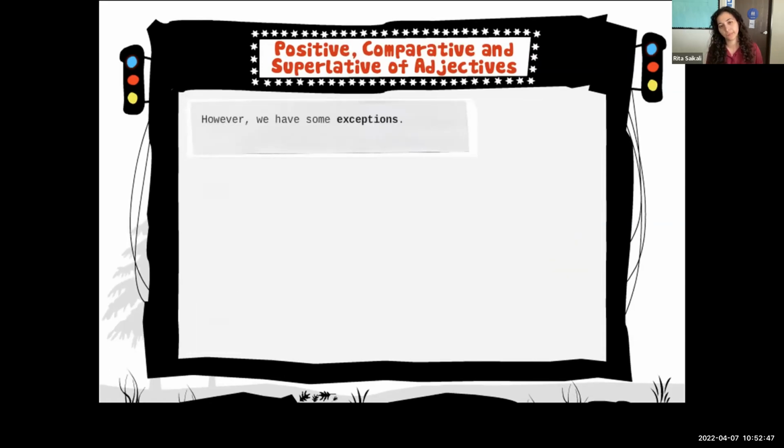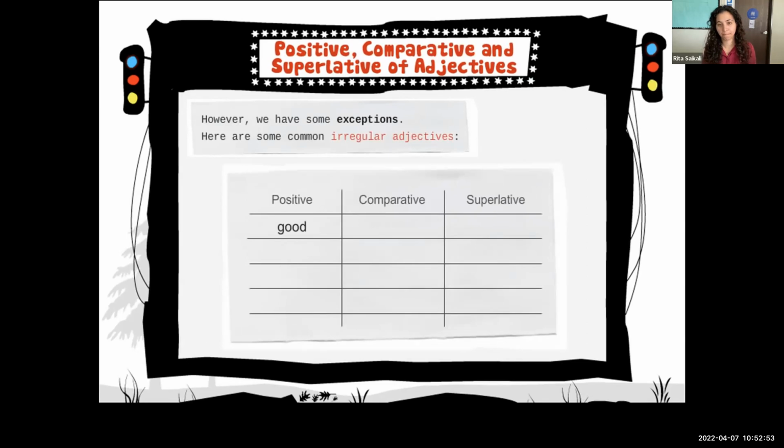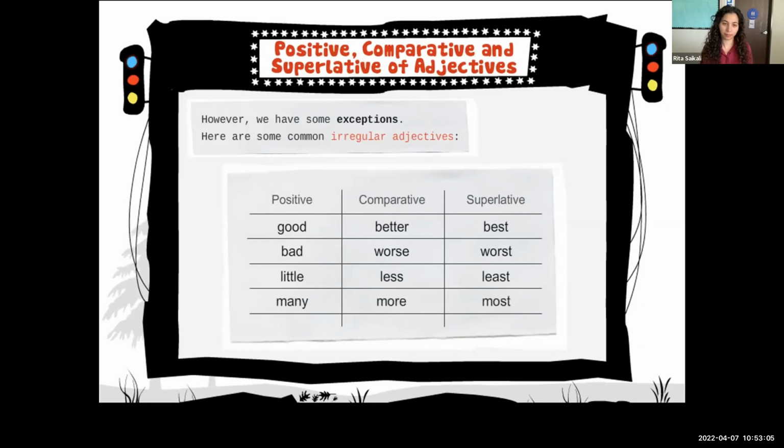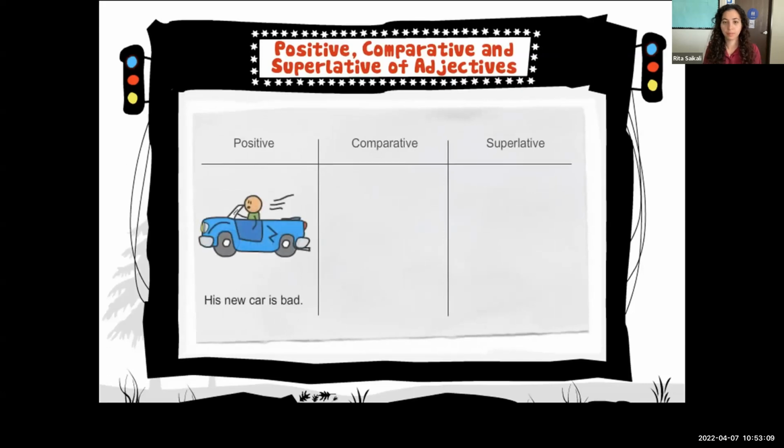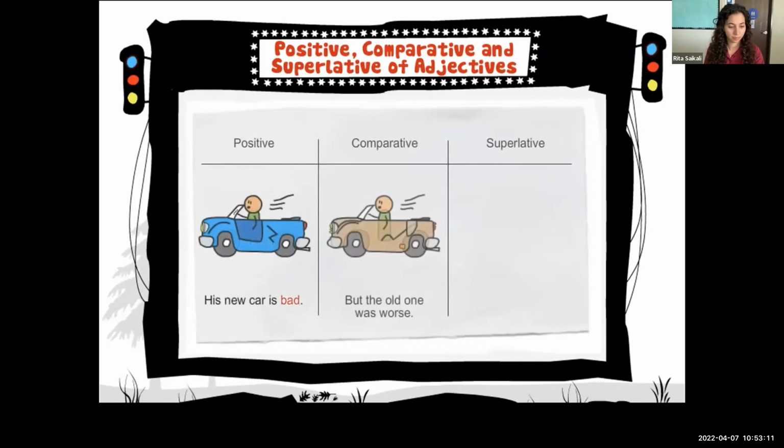However, we have some exceptions. Here are some common irregular adjectives. Good, better, best. Bad, worse, worst. Little, less, least. Many, more, most. For example, his new car is bad. The old one was worse. The car he borrowed was the worst.